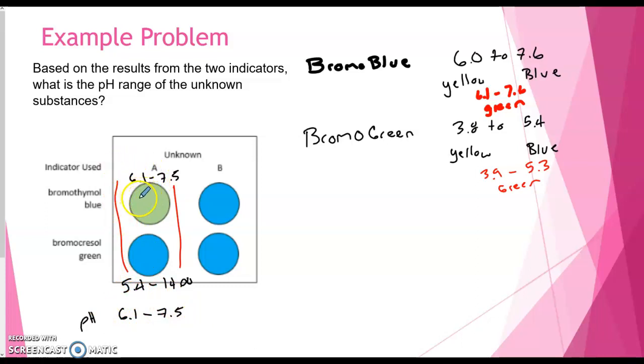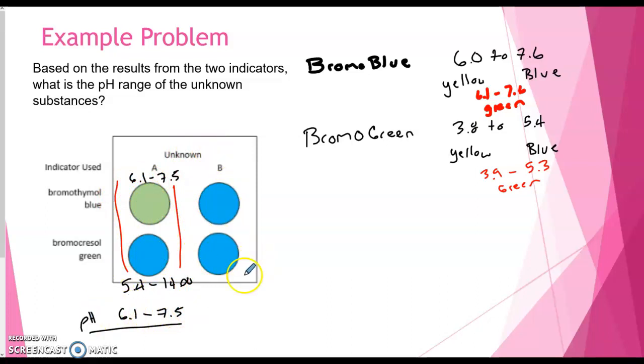So what we need to look at here: we know it's not below 6.1, because if this went below 6.1, it starts changing to a yellow color. So even though this gives us a 5.4 rating, we can't use that data because this tells us it's above that 6.1. So it's definitely in this range. This part also tells us 5.4 to 14.0 is blue, and this one is green. As soon as we go above 7.5 into the 7.6 number, we're going to get a blue color. So this is the pH range of this one. In this case, this really is all we need for the information.